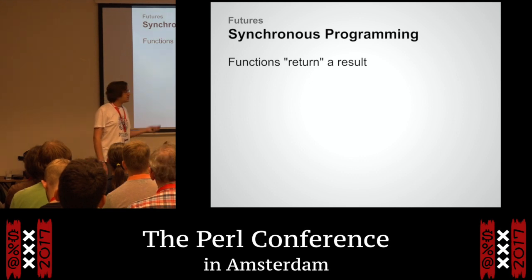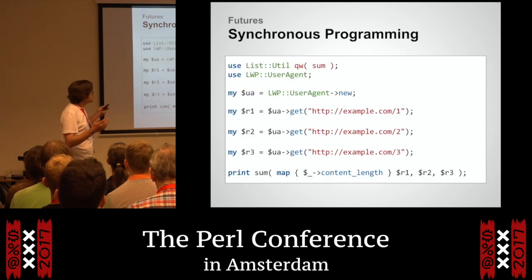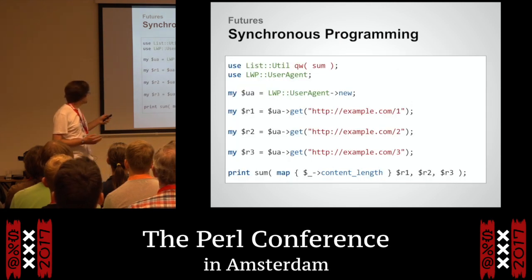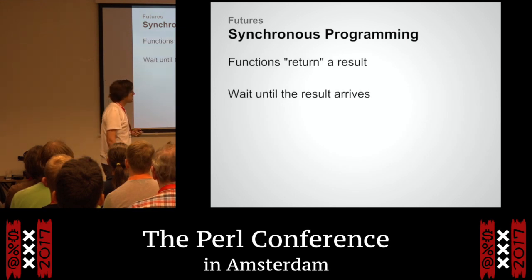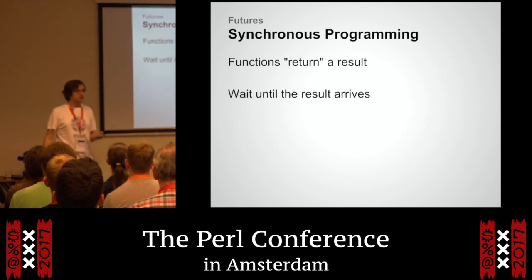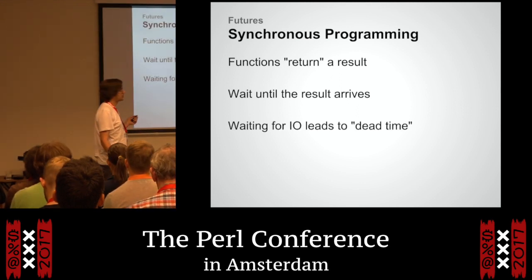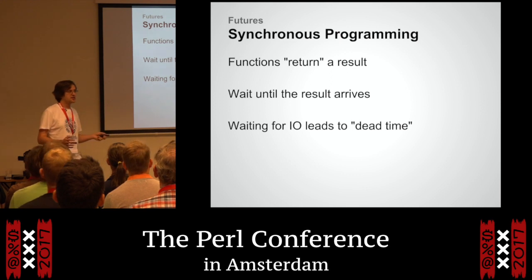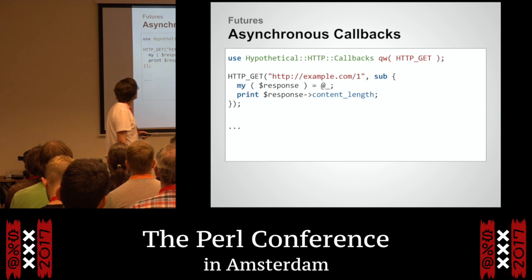But it's neat, because each of these functions returns its result. So you can just read the program, ignoring the inefficiencies. You can say, well, look, R1 is the result of doing this thing, R2 is the result of doing this thing. It reads nicely. So functions return results, but we have to wait until that result arrives. Really inefficient. And it leads to what we call a lot of dead time, where you're waiting for something, and then you're waiting for something else. Lots of waiting going on.